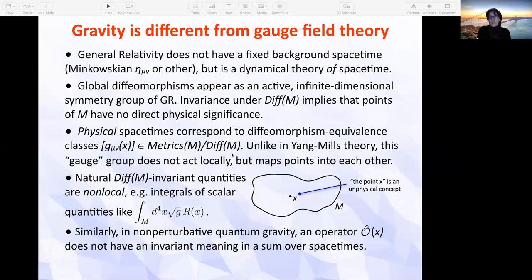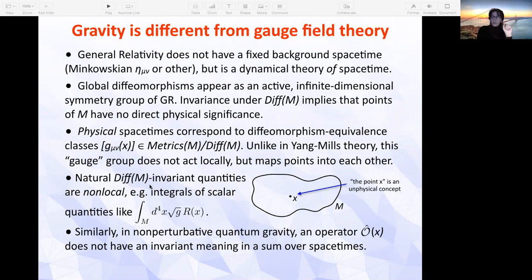So these are kind of the true geometries, if you like. Now, unlike in Yang-Mills theory, this gauge group therefore does not act locally at a point X, but it maps points into each other. So it's really a different type of symmetry and invariance, and that has consequences for observables, which we are thinking of as invariant quantities under these symmetry mappings.